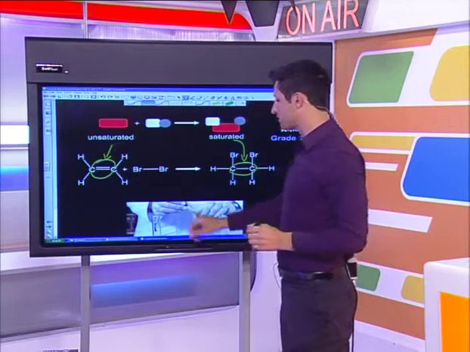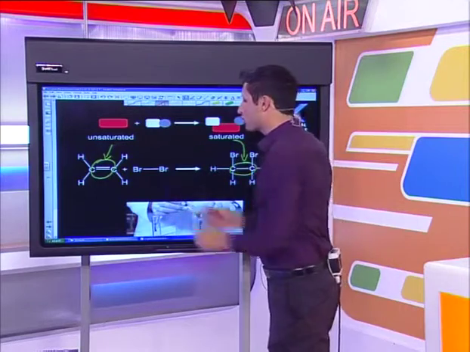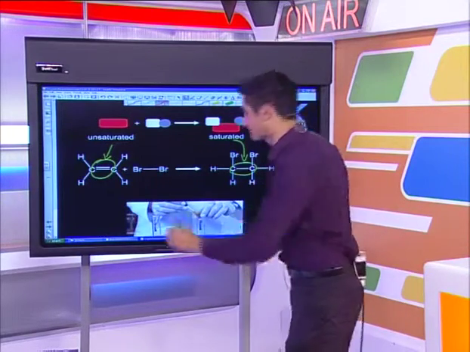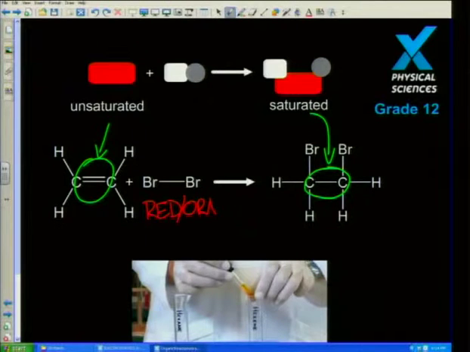Now, what I've got down at the bottom is actually a picture of how this is done inside the lab. Bromine has a very particular color. It's red or orange, depending on which solvent you put it inside. So I can actually see that I've got some bromine. When I put it inside the test tube, I can see if the red or orange color disappears.